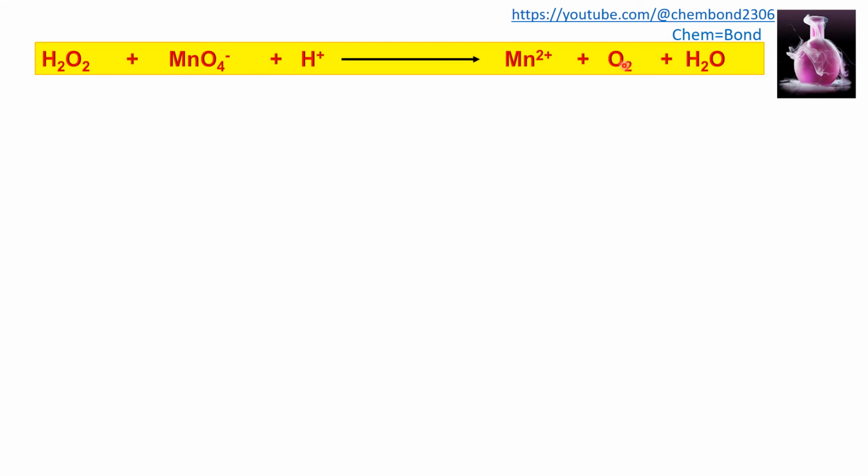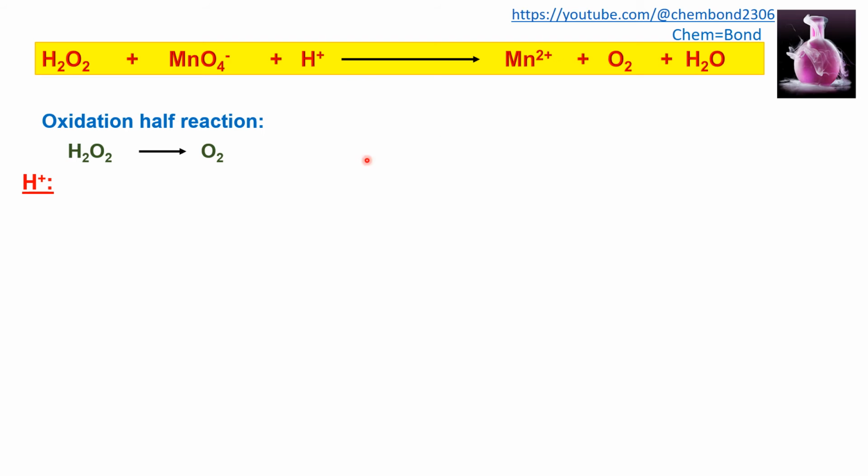and it is undergoing oxidation. Manganese, Mn, has plus 7. From plus 7 it is converted to plus 2, which means that it will gain electrons. Now we will split these two reactions. In the oxidation half reaction, H2O2, hydrogen peroxide, is converted to O2.